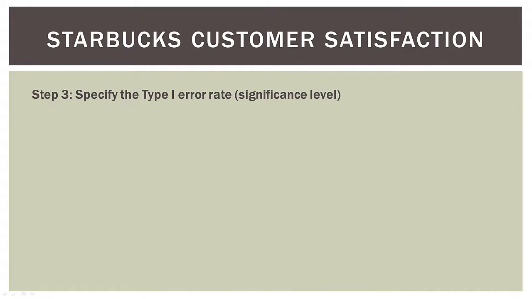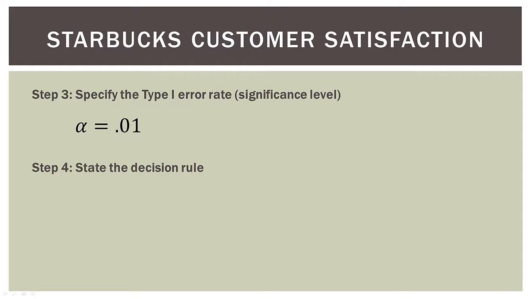So step 3, specify the type 1 error rate. So for this study, we're going to use an alpha of 0.01. So I'm comfortable with making a type 1 error 1% of the time. So 1% of the time, I may get a sample mean that is beyond my critical value, even though it belongs in the appropriate population distribution. We'll just assume that's what I'm comfortable with.